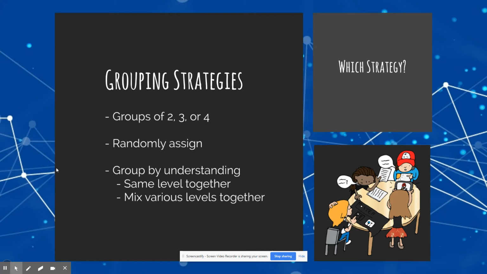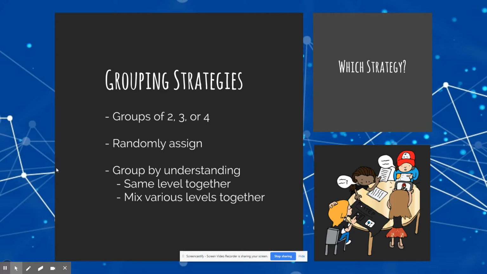So their grouping strategies, they mentioned that you could group students in pairs or in three or four. They did not recommend going above four, and I would agree with that as well. You could choose a couple different ways. You could randomly just put people somewhere and they end up where they end up.